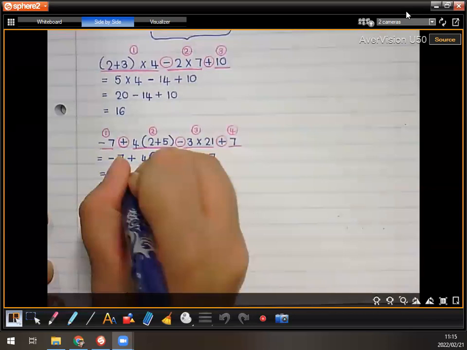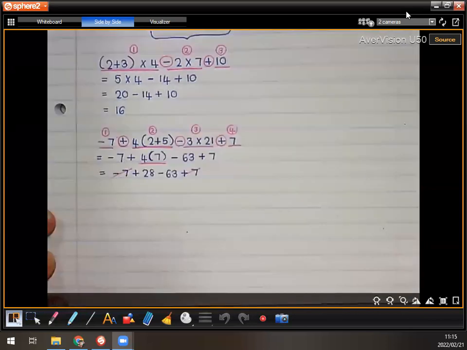Now we have -3 times positive 21. First, what's a negative times a positive? A negative. And now these are big numbers, right? So you can do it as 3 times 21. That's 63. You first think, what's 3 times 20? That's 60. And then what is 3 times 1? 3. Right, so this is 63. And now for my last term, I don't have to do anything. It's already just a +7, right?